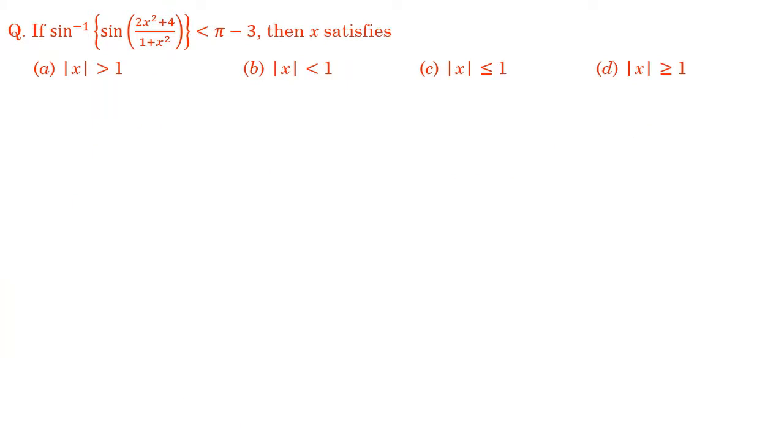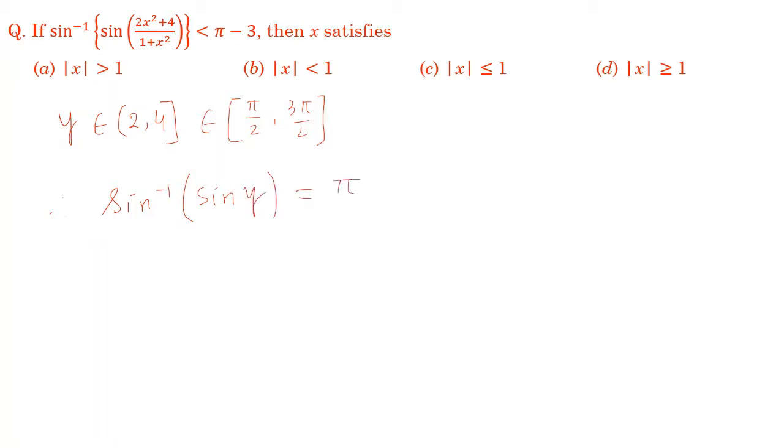So we finally obtained that y belongs to [2, 4], and this is actually a subset of [pi by 2, 3 pi by 2]. So hence, therefore, sine inverse of sine y will be equal to pi minus y, where y is that total expression. So that is pi minus y.